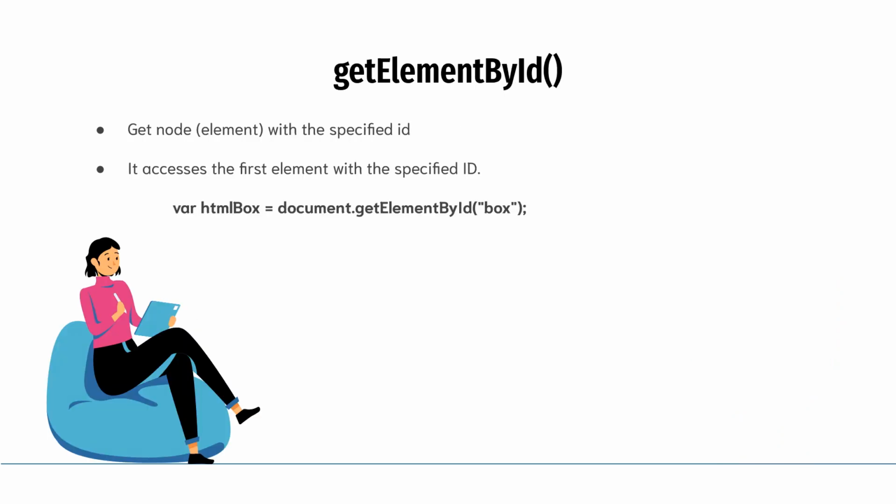So the getElementById method is basically a method that is used to get a particular element by its ID name. Suppose we have a paragraph or some element named box. How can we get that? Here in this example, we are taking a variable htmlBox and we are using the document and its method. That method is getElementById and the ID name is box. What this will return is the element whose ID is box.